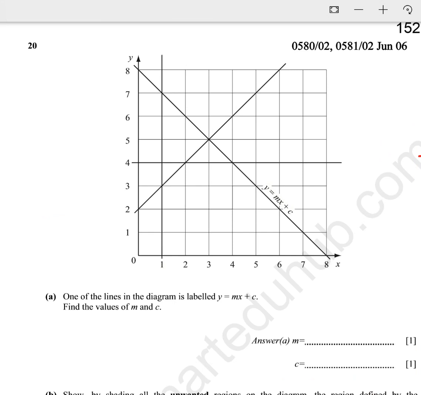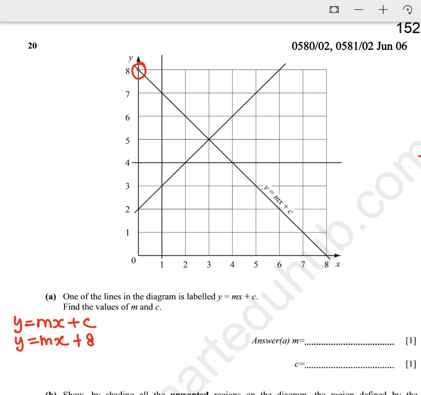Now in the equation y equals mx plus c, you know that c is the y-intercept. Now where is this line y equals mx plus c intersecting the y-axis? It's intersecting the y-axis at this 8. So therefore you have y equals mx plus 8. Now you need to find the slope.